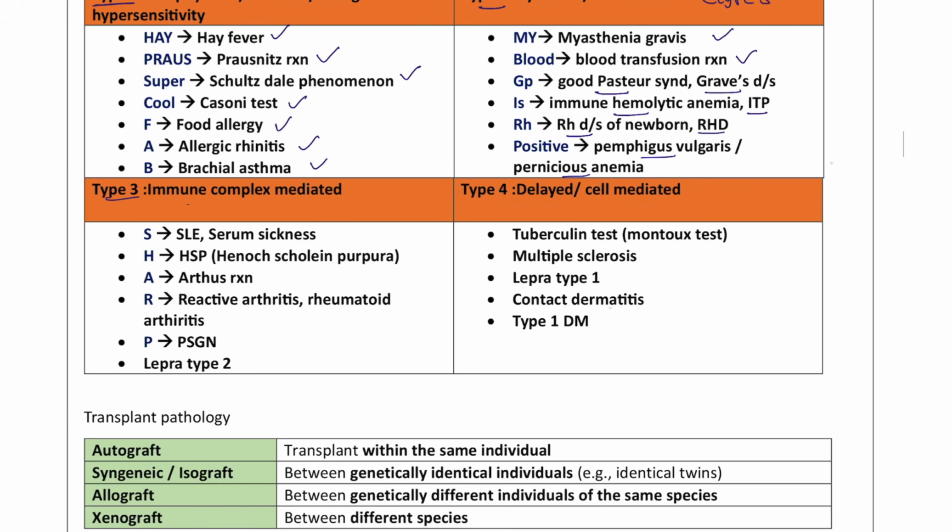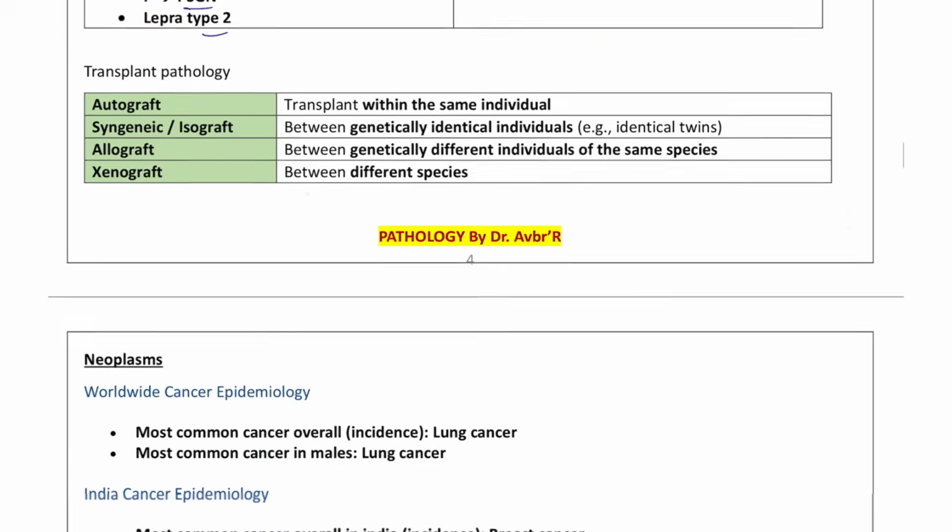Type 4 is associated with the immune complex mediated conditions: SLE, serum sickness, and HSP, Arthus reaction, reactive arthritis, rheumatoid arthritis, PSGN, and lepra type 2. Next, delayed types. What are those? Tuberculin, multiple sclerosis, lepra type 1, contact dermatitis, and type 1 diabetes mellitus.